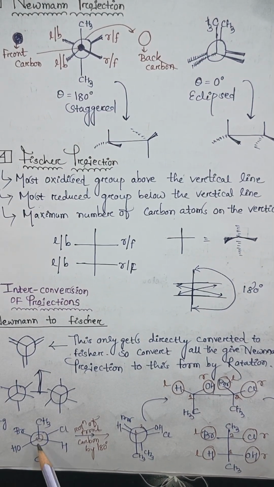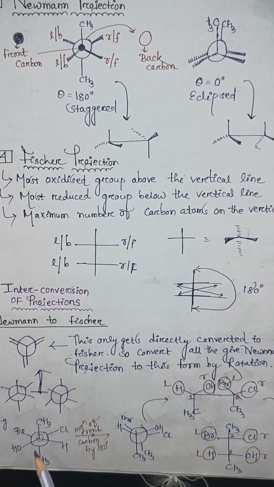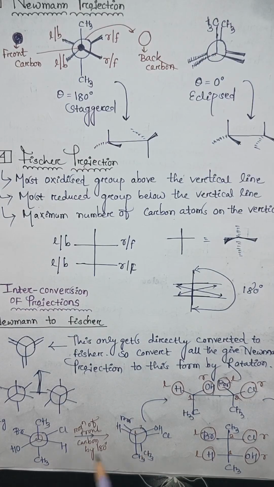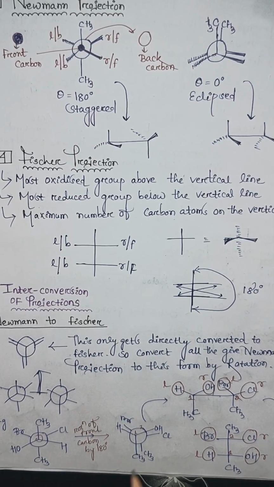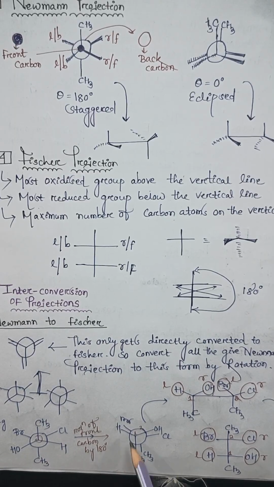Suppose here is the example. It is not in the format, so we have to make it this format by rotating the front side molecule by 180 degree. So after 180 degree rotation, CH3 will come exactly opposite to it. OH again comes exactly opposite to it.